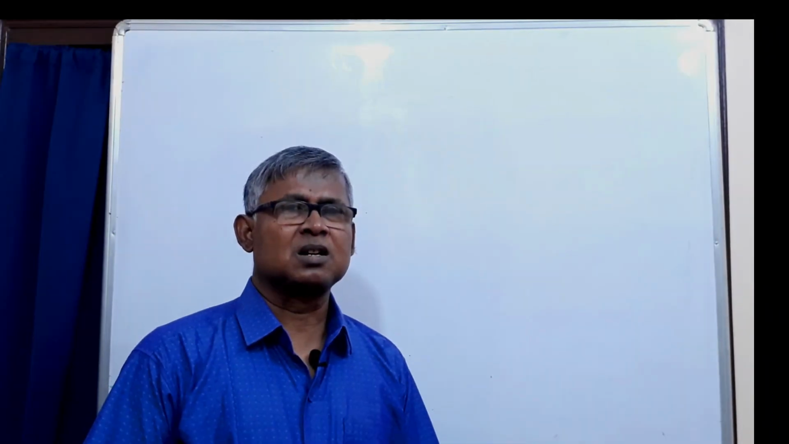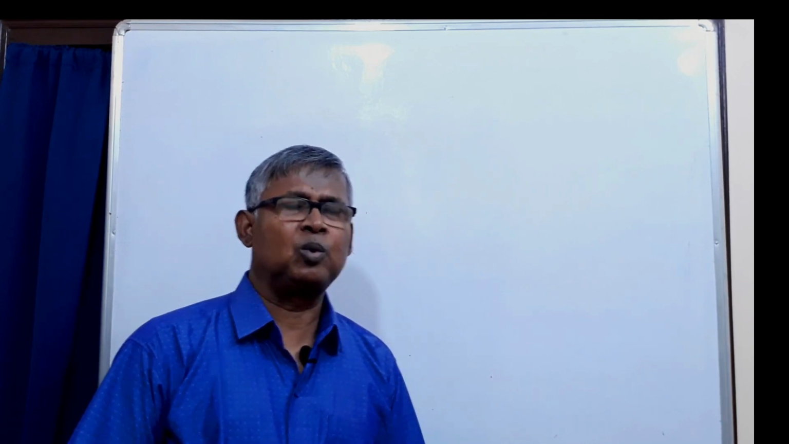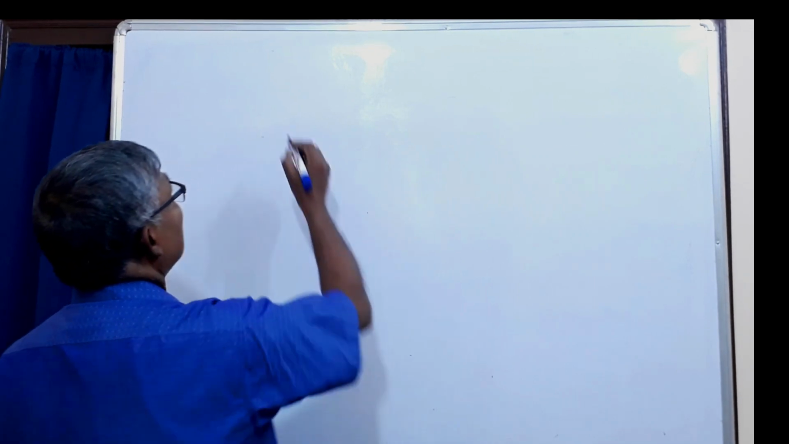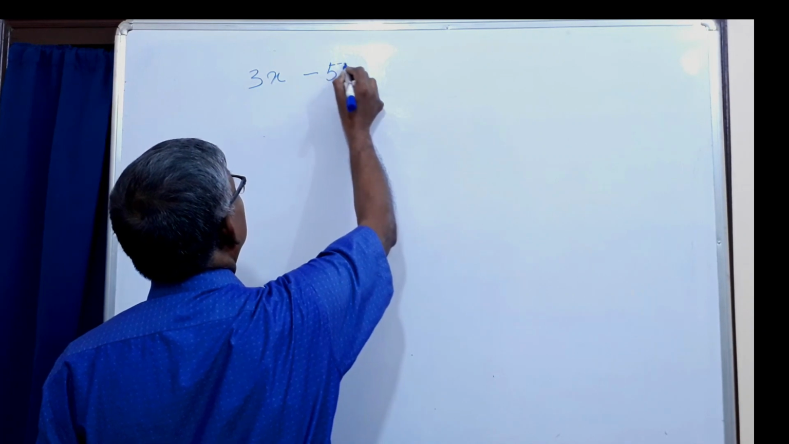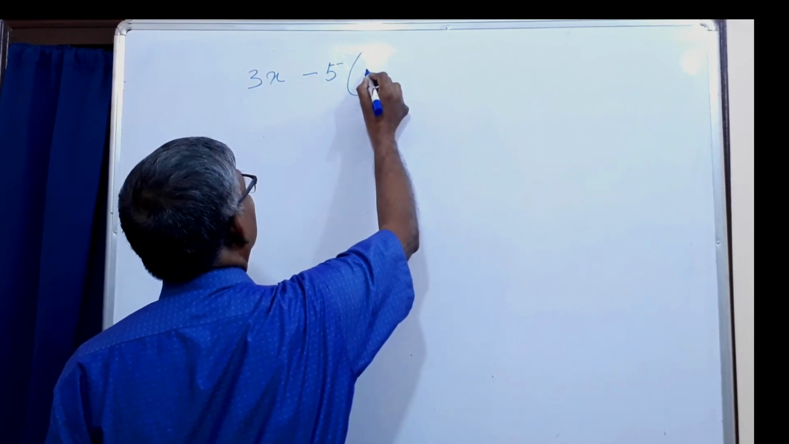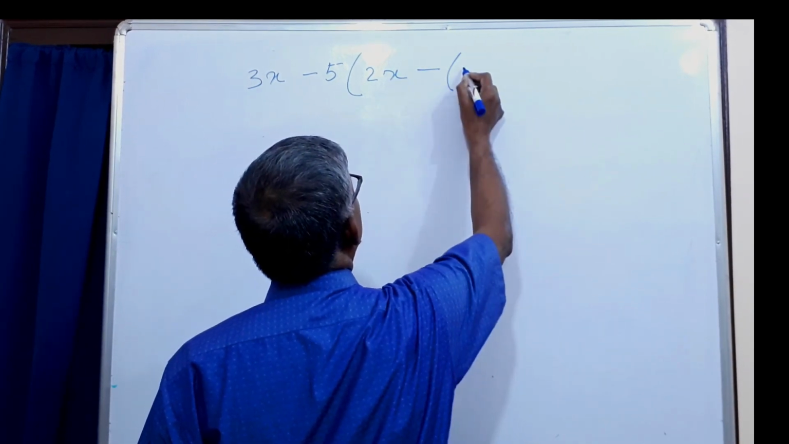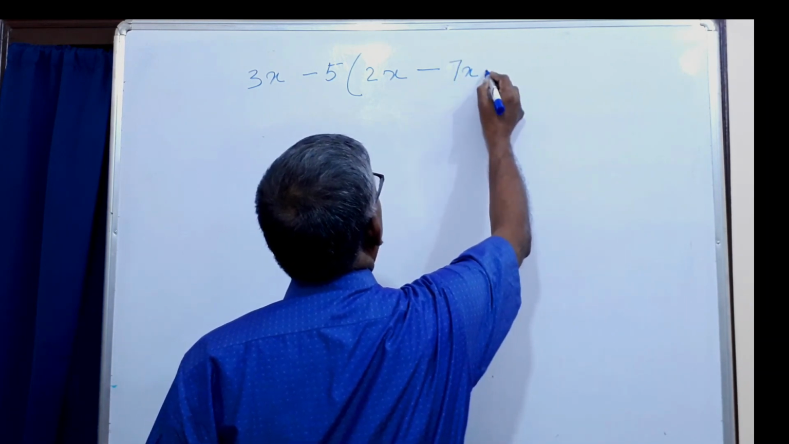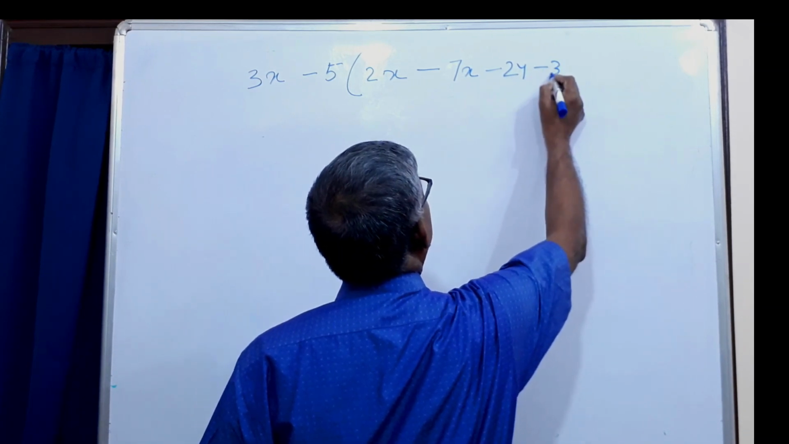Now let us learn the order of preference of all the four brackets. Let us take an example. Suppose 3x minus 5 into 2x minus 7x minus 2y minus 3x.